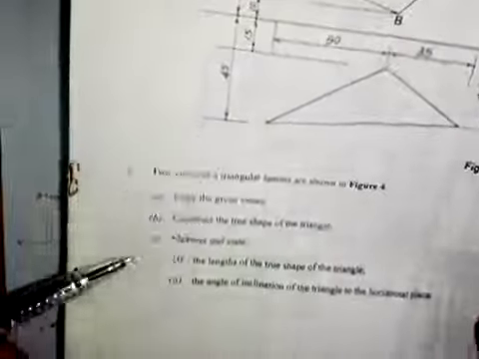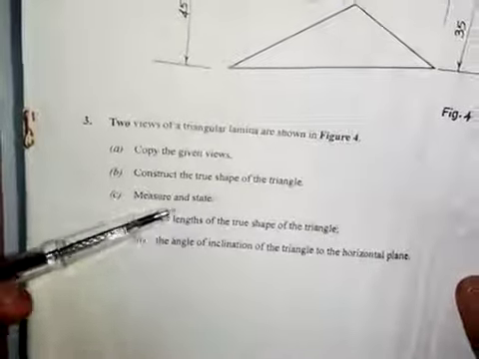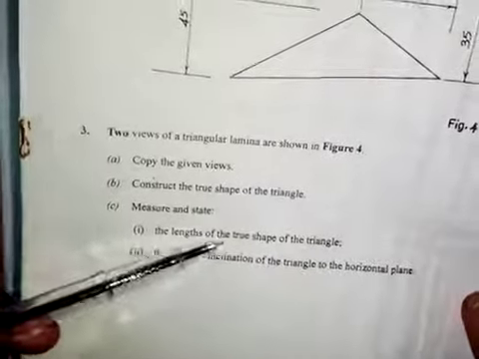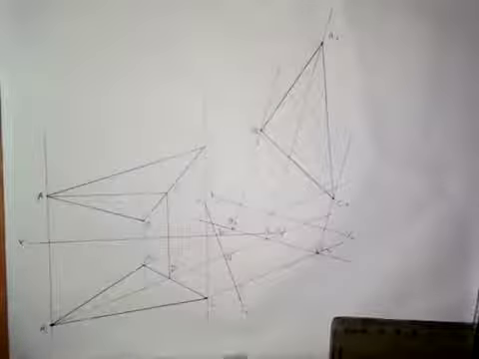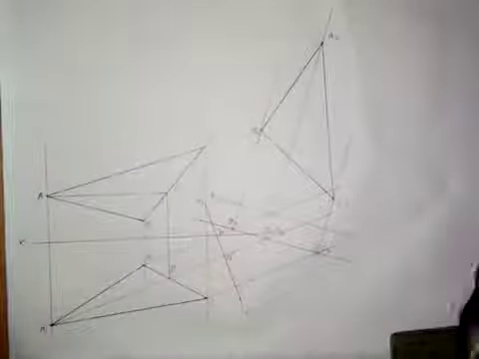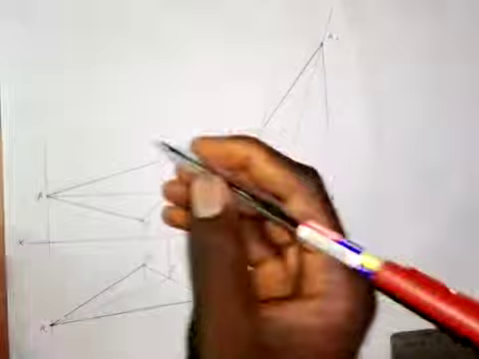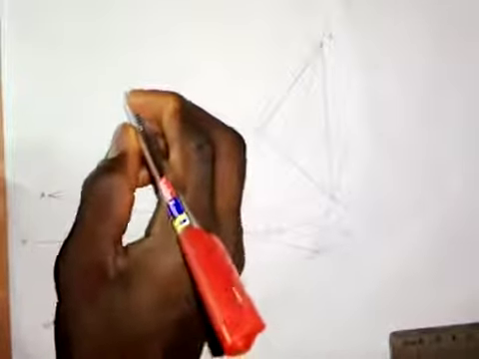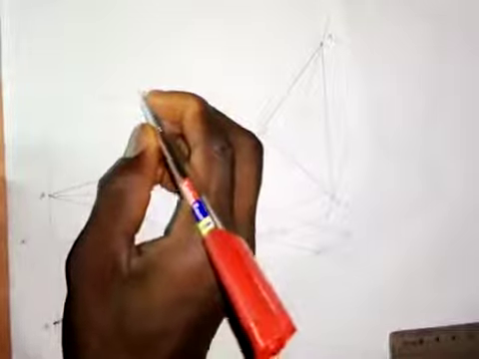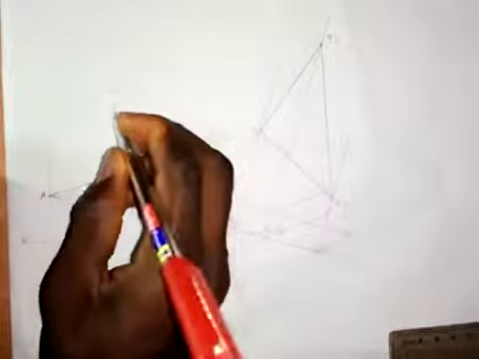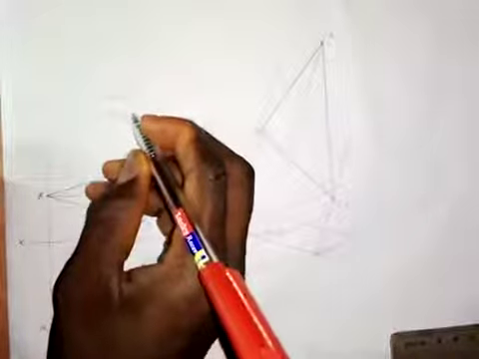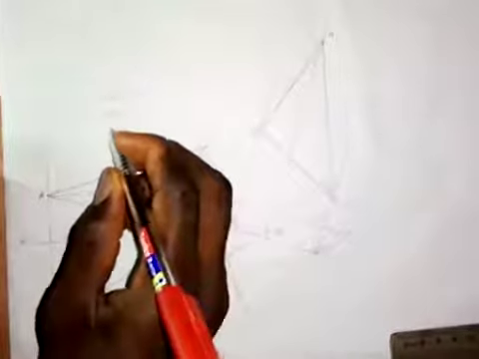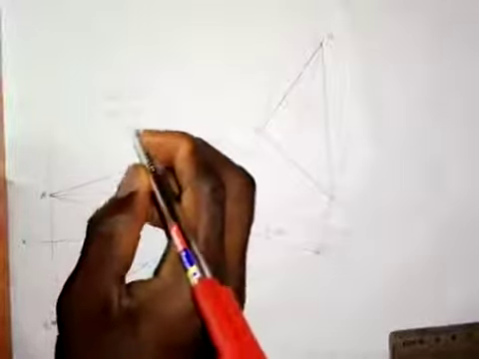We have answered question A and question B. Question C says that we should measure and state the length of the true shape of the triangle. My pen is not writing well, so I'm going to use my red pen to write. What is A3B3, what is B3C3, and what is A3C3?